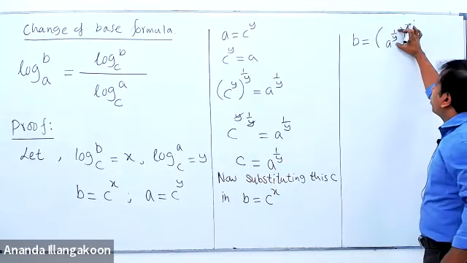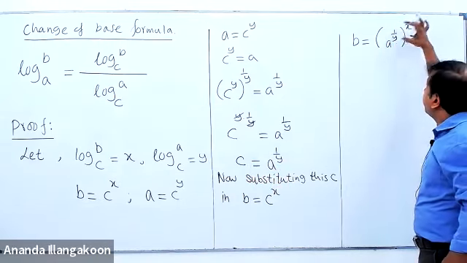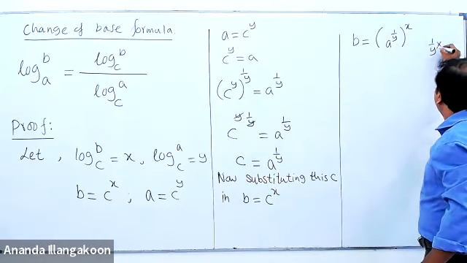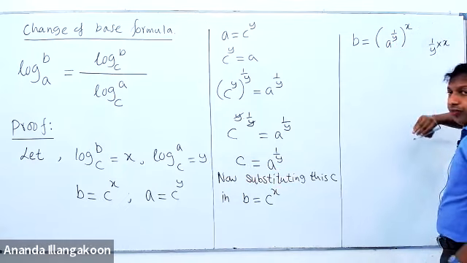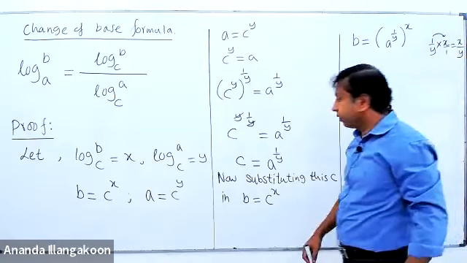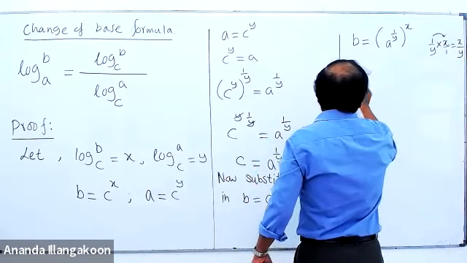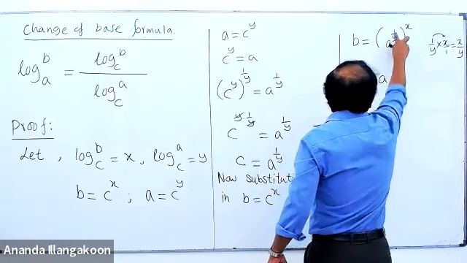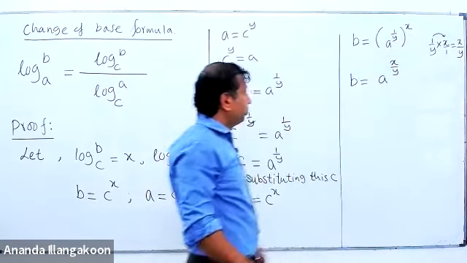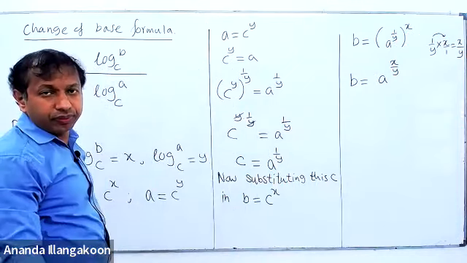Now we can simplify this, how? Inner power and outer power we have to multiply. Inner power 1 upon y, outer power is x. Then we multiply x means x upon 1. Numerator we multiply, denominator we multiply. x upon y we get. Then here we get b equals a to the power 1 upon y into x, which is x upon y. Understood?